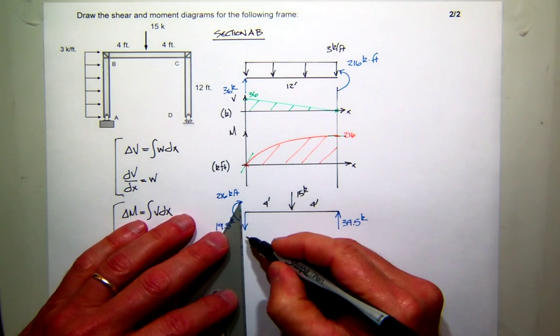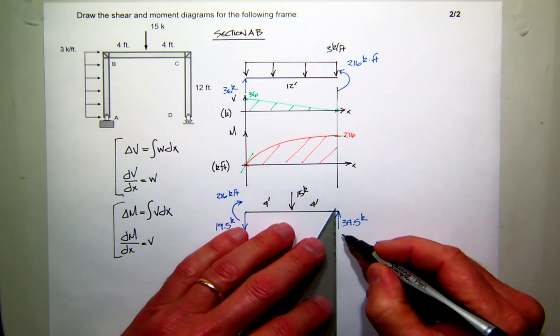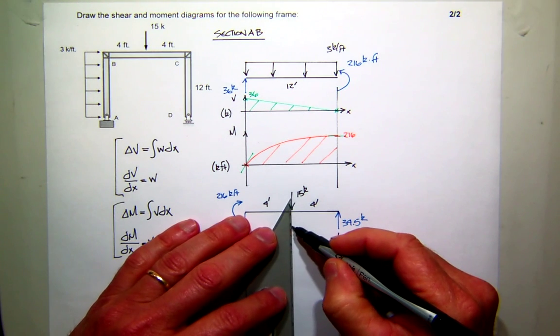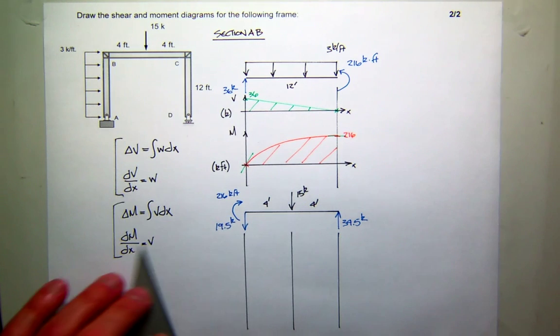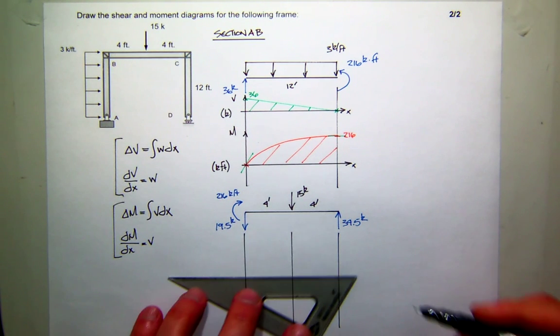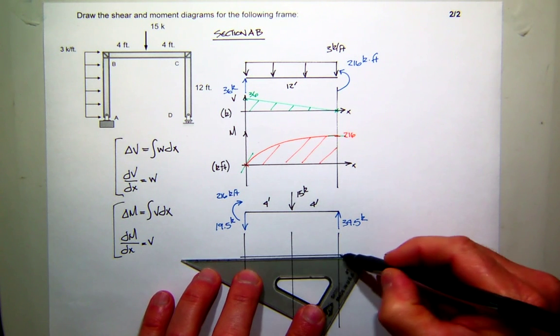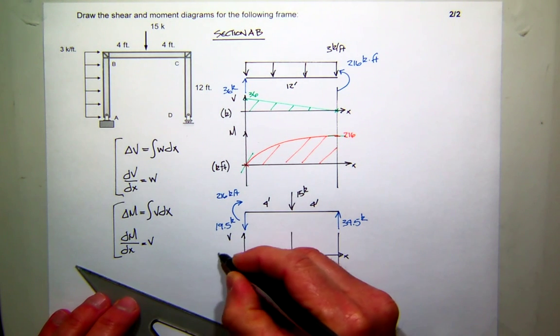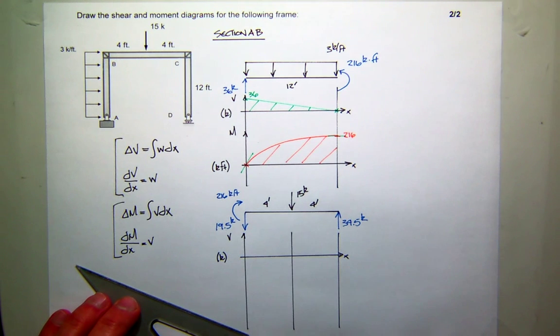So now we have our information. We're ready to draw our diagram. So this will begin and end. Something's going to happen in the shear diagram at 15, so I'll add that. So let's do the shear diagram first. So positive X, positive shear. All of our units will be in kips.